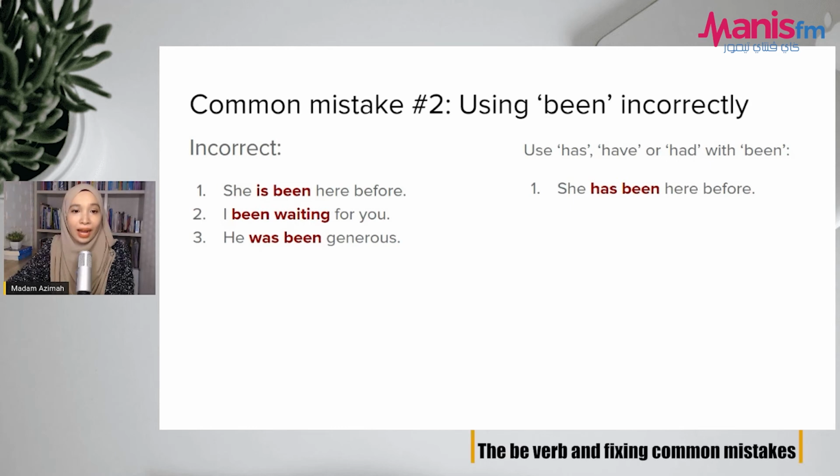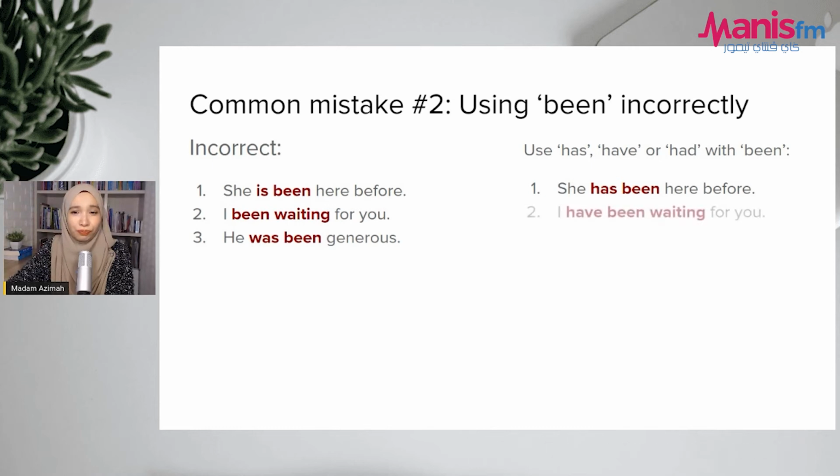What about number 2? I've been waiting for you. It should be, with been, again, you put have there because of the word I. And then I have been waiting for you, not I've been waiting for you without have.